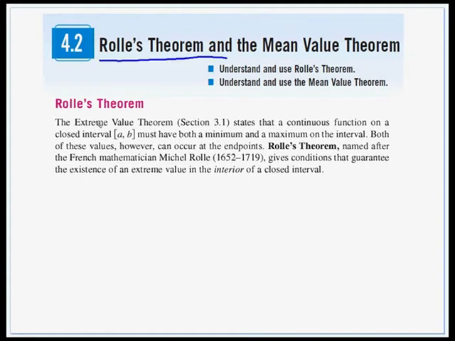And in the previous section, the extreme value theorem states that a continuous function on a closed interval from a to b must have both a min and a max on the interval. Both of these values, however, can occur at the endpoints. Rolle's theorem gives conditions that guarantee the existence of an extreme value on the interior of that interval. Now notice it doesn't guarantee both a min and a max on the interior. It just says there might be one or the other. A min or a max. Somewhere in the interior, not on the endpoints.